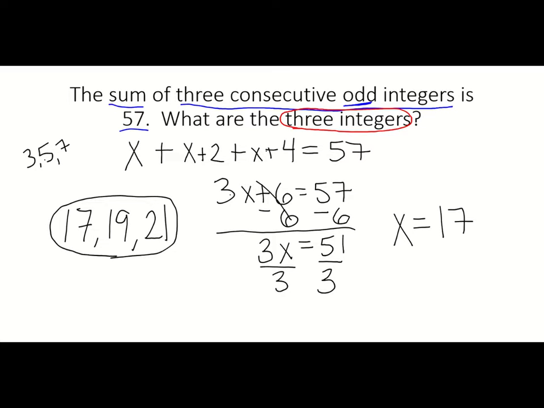So again, you want to make sure your answer makes sense. First off, are all of these odd? Yes. Second off, are they consecutive? Yes. Third, do they add to 57? Yes. So that means that our answer does make sense.